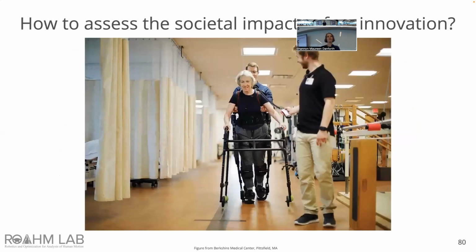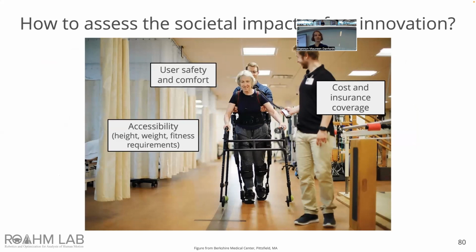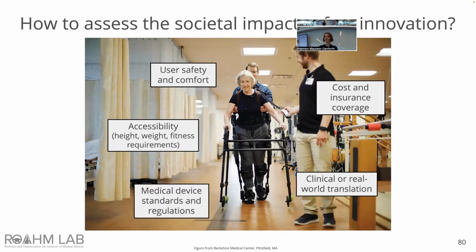And for those of us who work with assistive robotic devices, we have other concerns to keep in mind, such as user safety and comfort, the cost and insurance coverage of these devices, accessibility requirements for their use, such as height, weight, or fitness level requirements, clinical or real-world translation, and the standards and regulations used to approve this for commercial use.